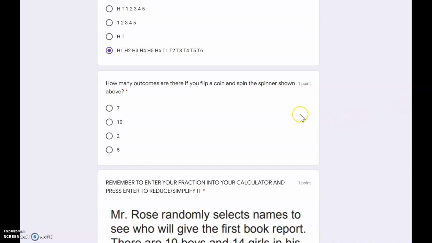Okay, how many outcomes are there if you do those two things together? There's 5 sections on the spinner times 2 sides of a coin, so that's how we get 10.